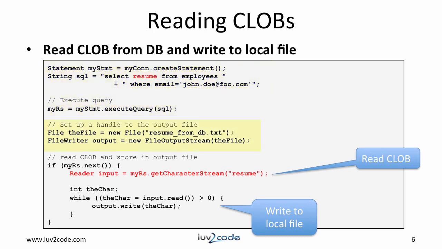Then I'll set up a file handle for the output file. I'll give it a unique name like resume from db.txt, just so I know it's a different file. Set up the output stream on that one. Then I move down to the section of using a result set. I say resultSet.next, and then using that result set, I'll say getCharacterStream. This will give me the character stream on that resume column for this result set entry. That comes back as input, and then I'll do a while loop, walk through that input stream, read each character, and write it to the actual output file.